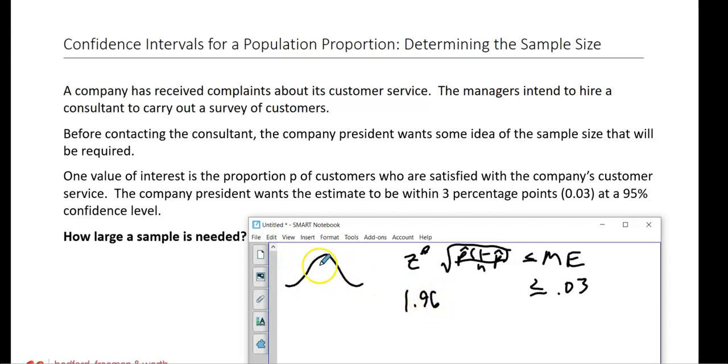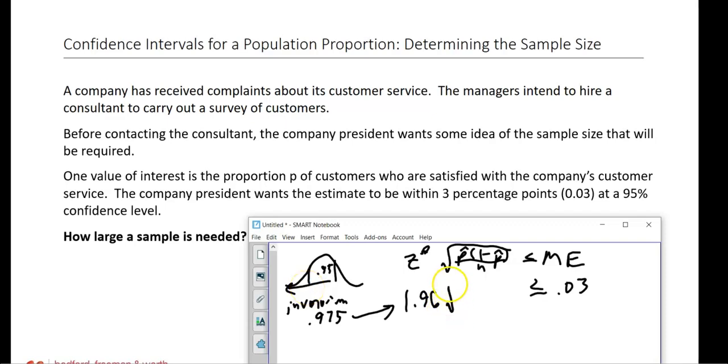You could do a normal curve, 0.95 is in there. So then you do inverse norm for 0.975 to get that 1.96, because there's 97.5% of the data to the left of that value.